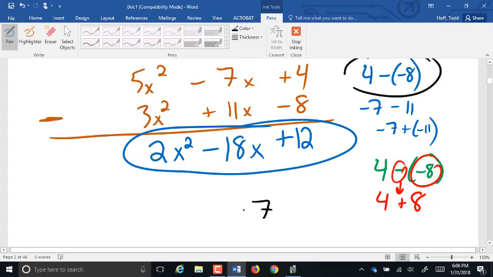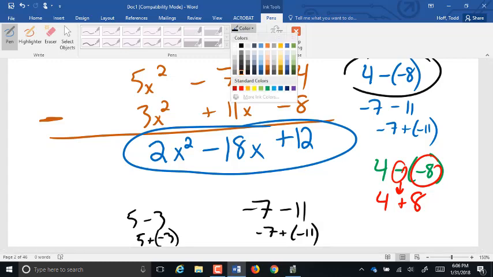Yeah, negative 7 minus 11 becomes negative 7 plus a negative 11. Now 5 minus 3, we know how to do that one, so we don't have to change it. You could change it to 5 plus a negative 3, but to me that one's easier, is just 5 minus 3, because it's all positives at that point. You bet.